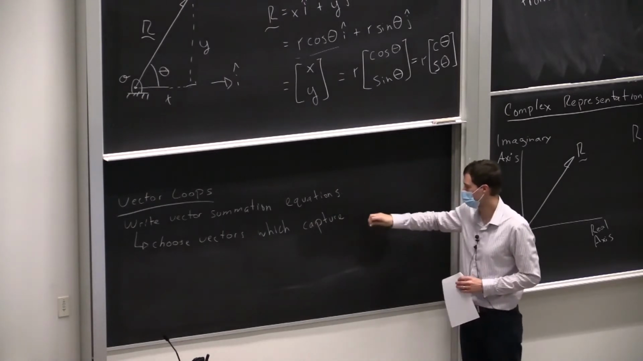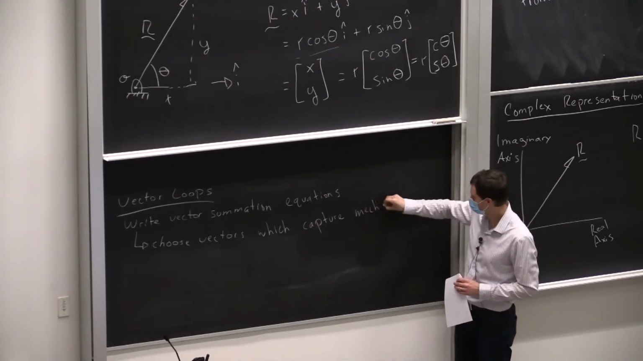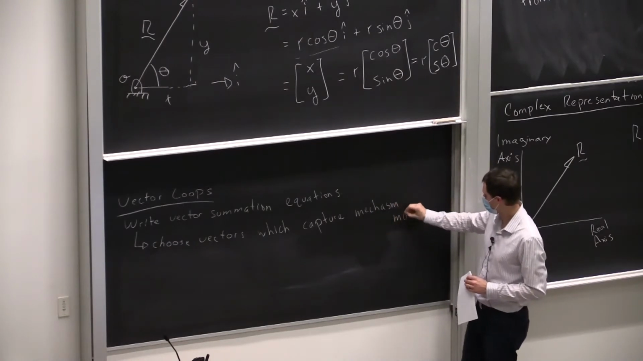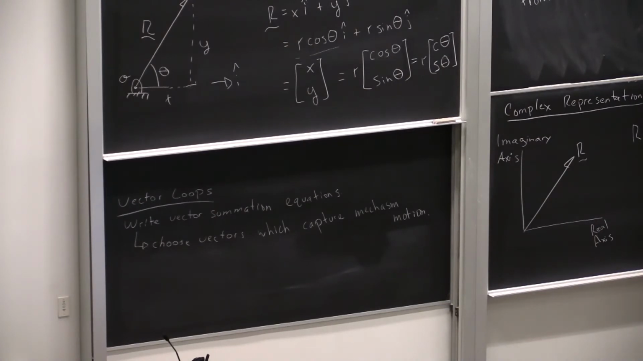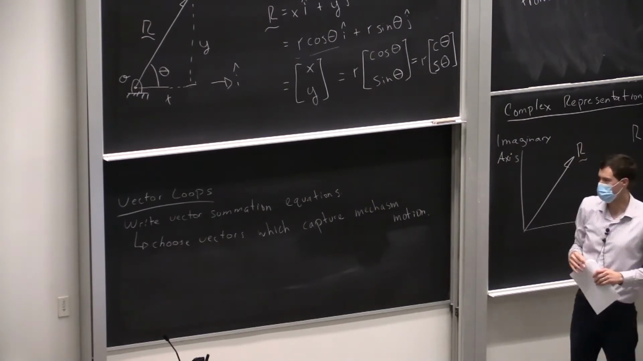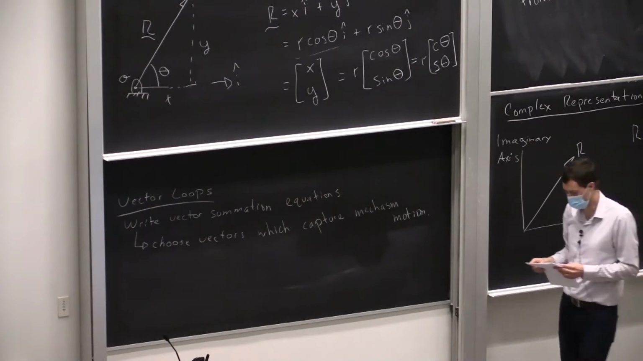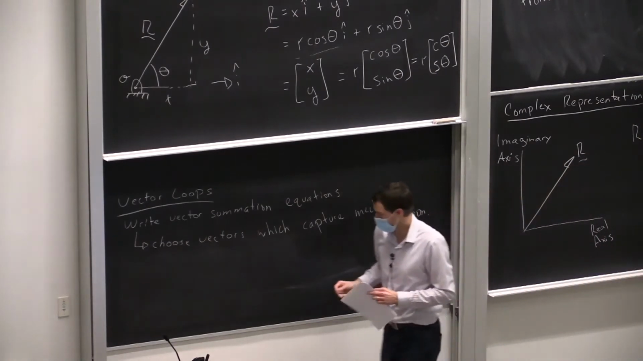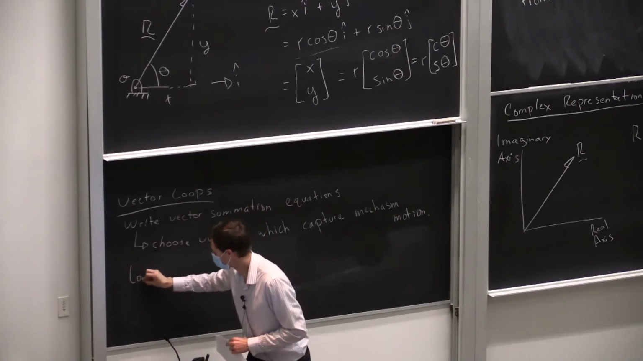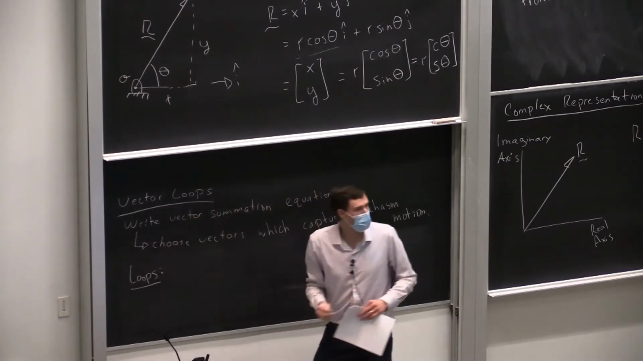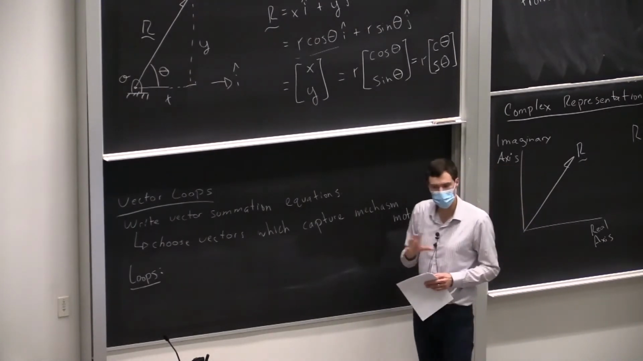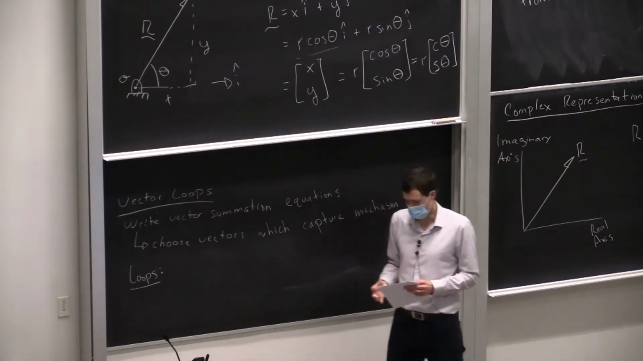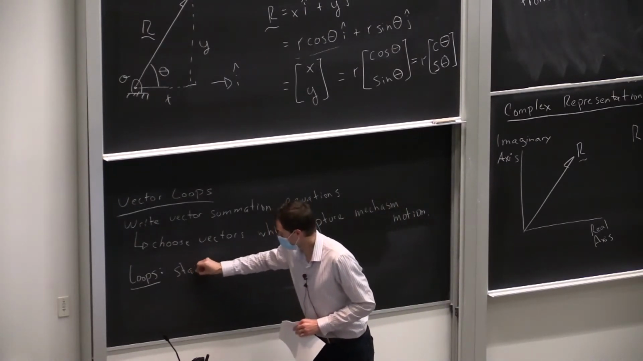I'll show you some examples in the second half of today. Capturing it means every piece of the mechanism needs to be attached to one of our vectors somehow. If something's moving and it's not incorporated into our equation, it means our equation is not capturing the entire effect of the mechanism. So we're going to do this thing called loops. This is not the only way of putting vectors on a mechanism, but it's a nice standardized way, and it's the only way we're going to do in this course, where we start at any point on the mechanism.